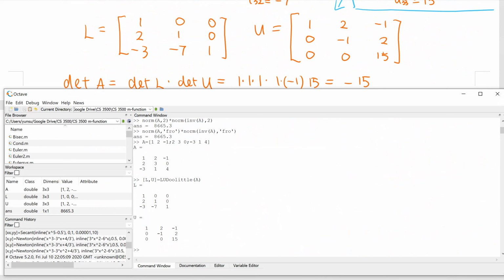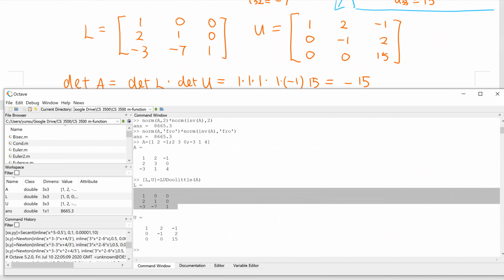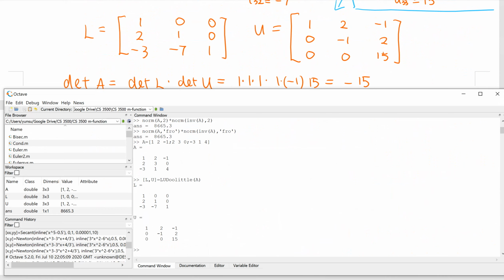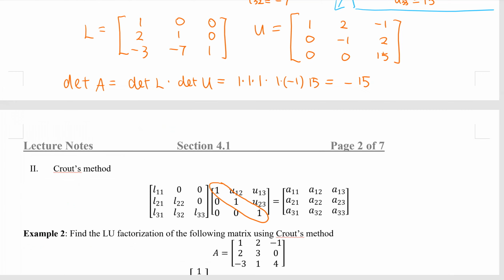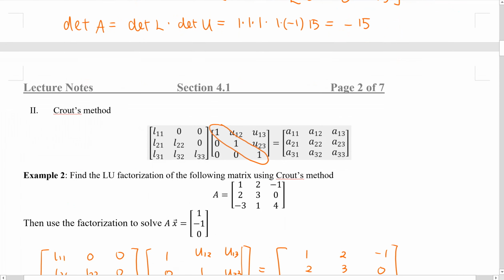L is 1 0 0, 2 1 0, -3 -7 1, match. U is 1 2 -1, 0 -1 2, 0 0 15. Yes, you see a match. And we can also compute the determinant. We can check that. See, it is -15, and we get -15.